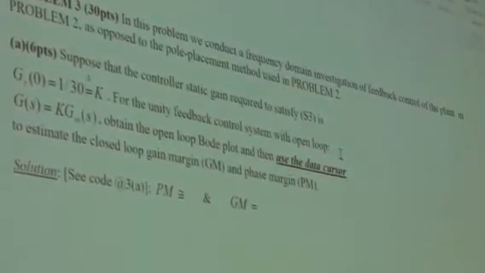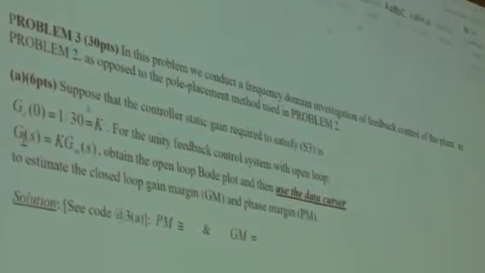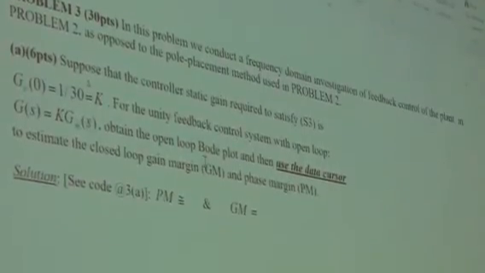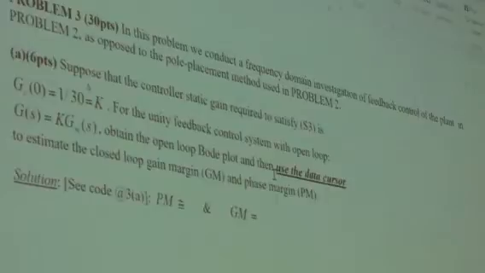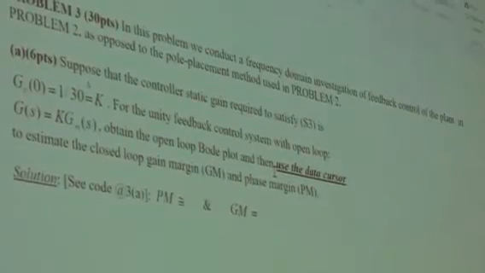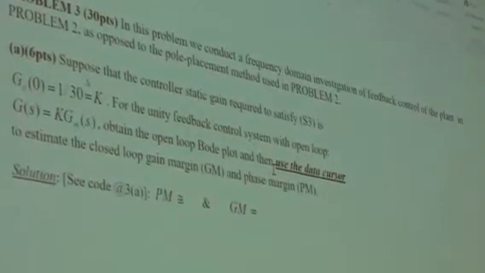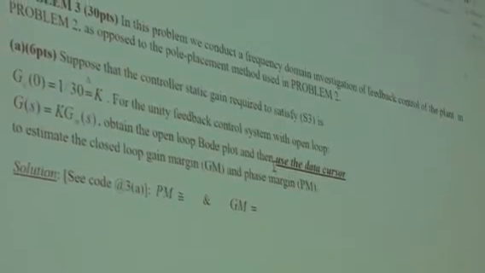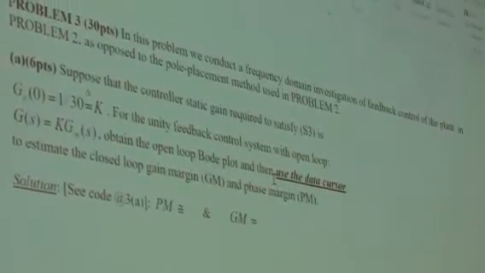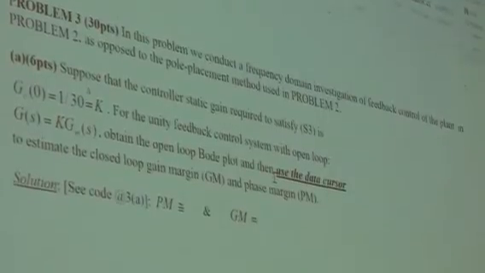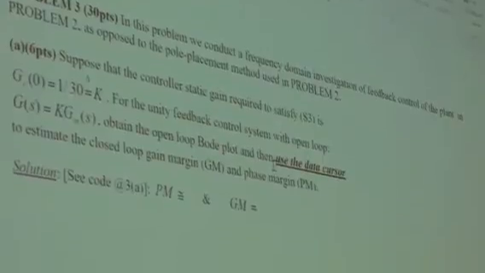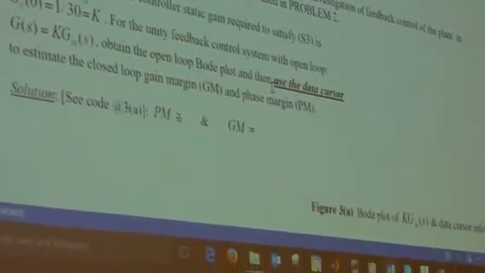For a unity feedback control system with the open loop G sub S equal to K times G of the motor, obtain the open loop Bode plot and use the data cursor to estimate gain and phase difference. Remember, the motor is given to you. It's 120 over S times S plus 1. That's just at the bottom. And now I'm telling you what K is. So all you need to do here is Bode K times G sub S. And do not use margin.